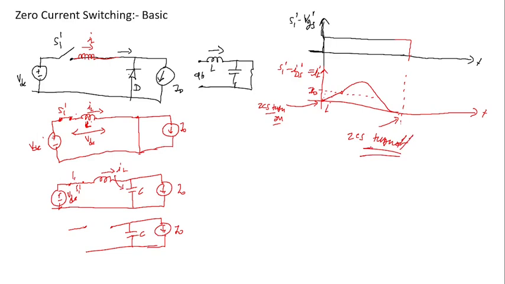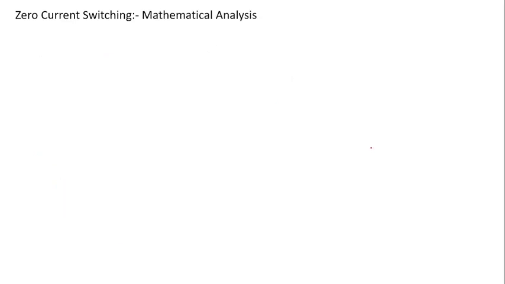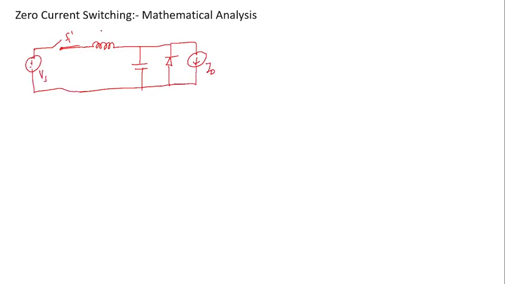So let's do it by mathematical analysis. Here, as we know, this is switch S1 prime, and we are considering that S1 prime is nothing but an SCR circuit, and this is our capacitor, and here is the load. This is the freewheeling diode, this is our load current, and this is the source voltage Vs. This circuit forms the zero current switching transition or soft switching. So this is the ZCS circuit.